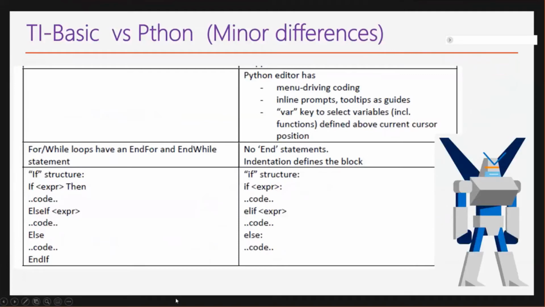It just shows how if and else if code would look in TI-Basic on the left, and then on the right is in Python. And of course, you'll see there, we don't need any end statements in Python if I'm using any of these commands like if, and so on.